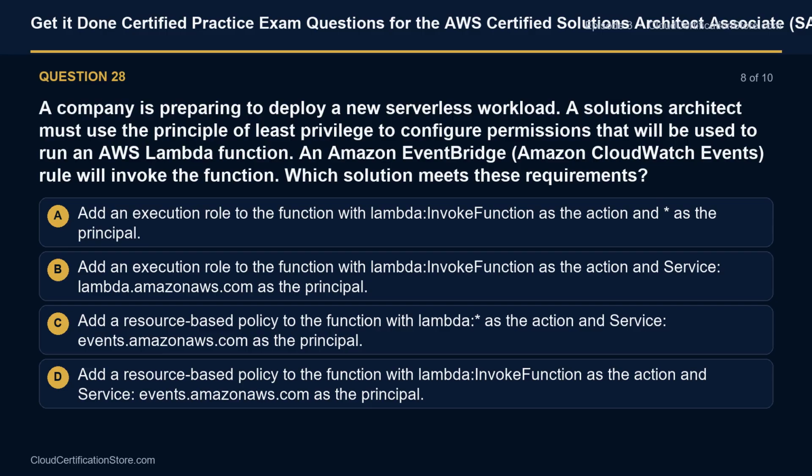Option C. Add a resource-based policy to the function with lambda:* as the action and service events.amazonaws.com as the principal. Option D. Add a resource-based policy to the function with lambda:InvokeFunction as the action and service events.amazonaws.com as the principal.